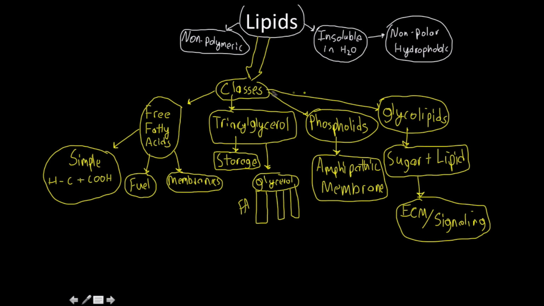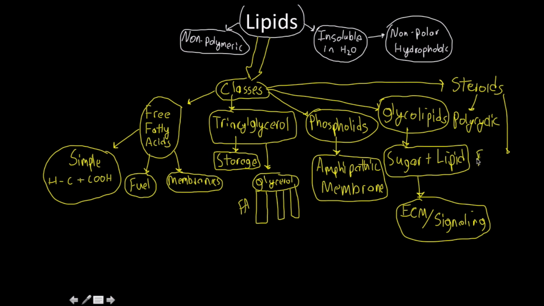And then last, but certainly not least, we have steroids. Steroids have a polycyclic structure. They have many rings to them, and that's what makes them pretty unique. And then they have two functions, to serve as hormones and as a constituent of the cell membrane.